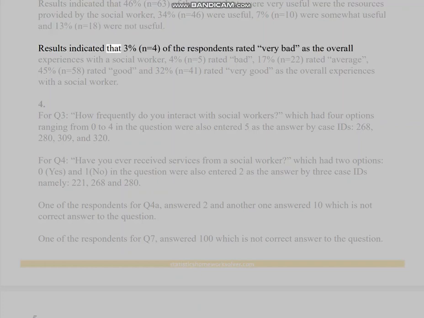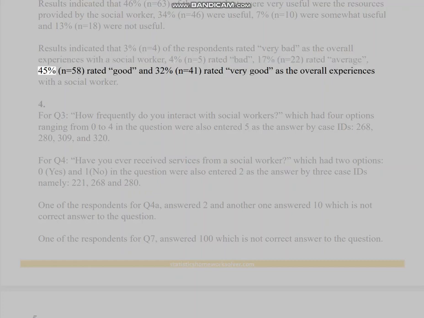Results indicated that 3%, N equals 4, of the respondents rated very bad as the overall experiences with a social worker, 4%, N equals 5, rated bad, 17%, N equals 22, rated average, 45%, N equals 58, rated good and 32%, N equals 41, rated very good as the overall experiences with a social worker.